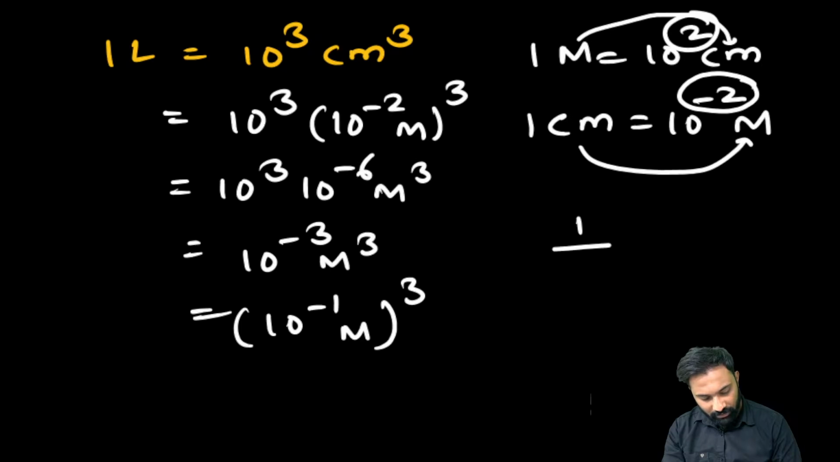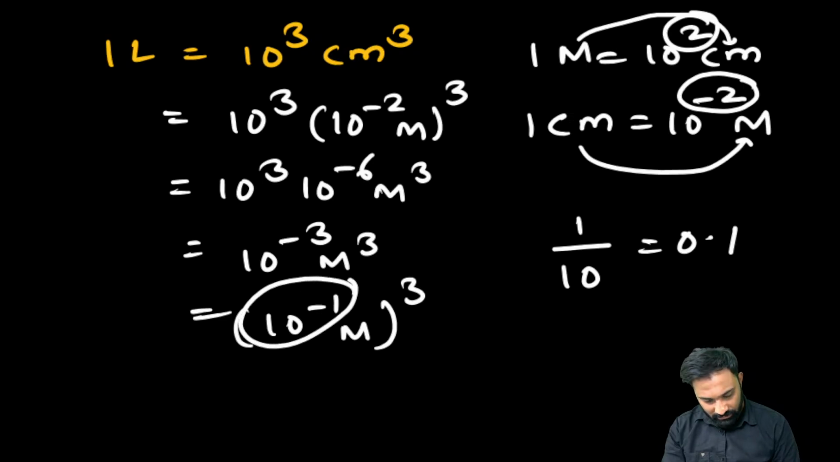Now 10 to the power minus 1 we can write as 1 by 10, right? 1 by 10 is nothing but deci. That we call as 1 decimeter cube. So 1 liter is equal to 1 decimeter cube. Clear? I hope it is clear for everyone.